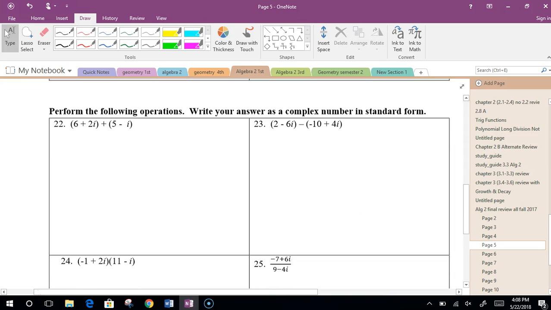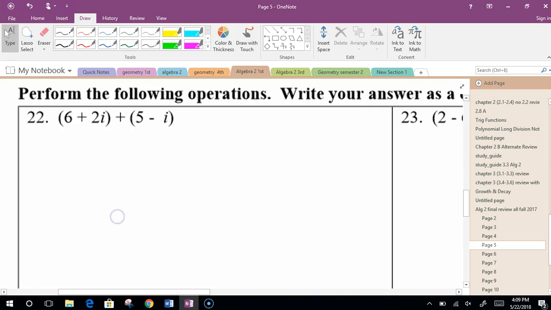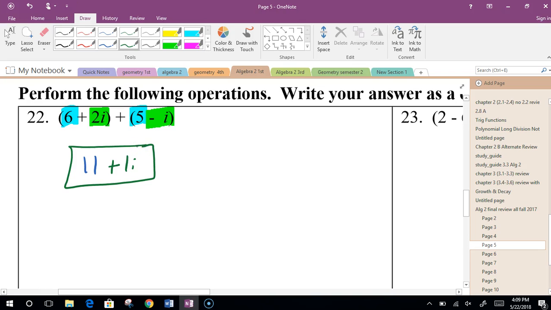Then we get into the actual i questions, the imaginary questions, dealing with complex numbers. I mentioned to my students to remember you have real numbers, you have imaginary parts. We're going to add the reals to the reals. Well, 6 plus 5 is 11. And the imaginaries to the imaginaries. 2i plus a -1i would be plus 1i. And that would be your answer.